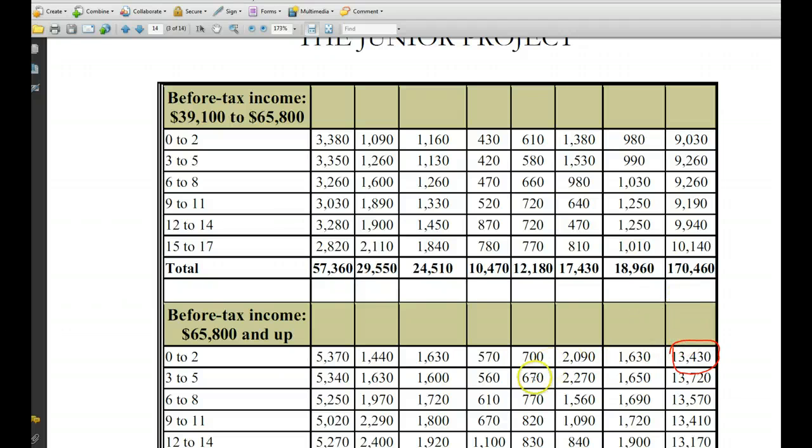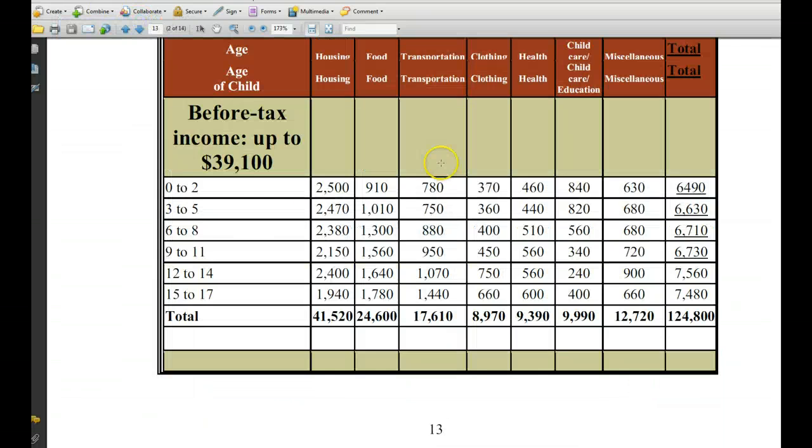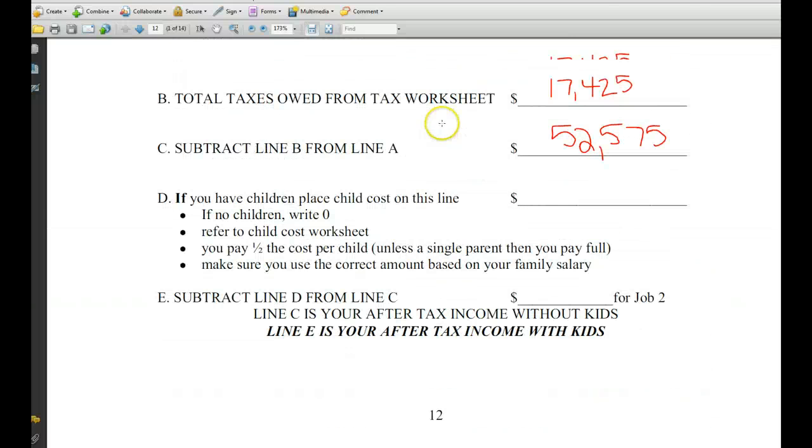Now I need to get my calculator. I'm going to put in 13,430, and I'm going to divide it by 2 because my husband and I both pay for it. So what I pay for the child is 6,715. I'm going to go back up to here, put the cost of children as 6,715, and then I'm going to subtract line D from C.